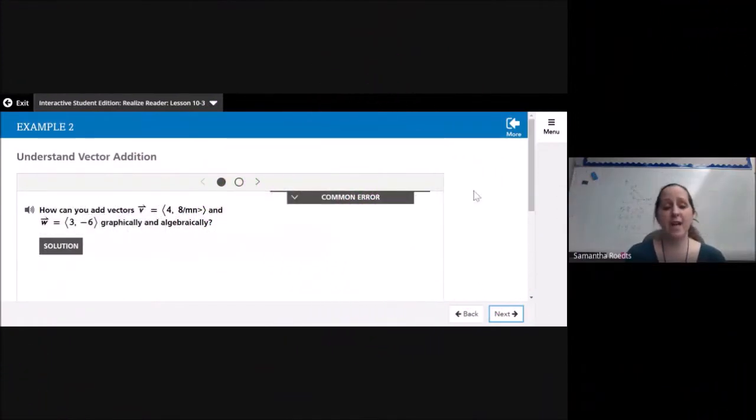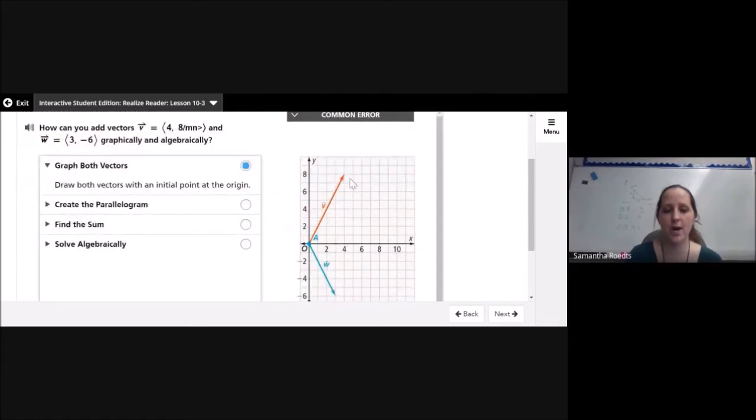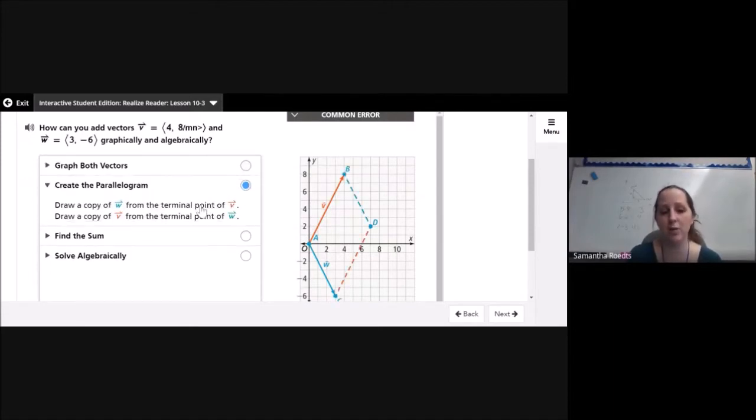Example 2, understand vector addition. How can you add vectors v equals 4, 8, and w equals 3, -6 graphically and algebraically? Okay, so I can graph both vectors. So here's 4, 8, and 3, -6. Draw both vectors with an initial point at the origin, and then I can create a parallelogram.